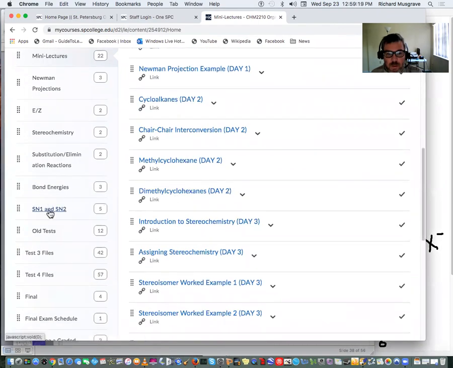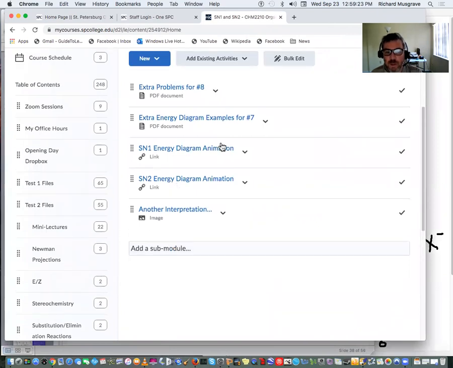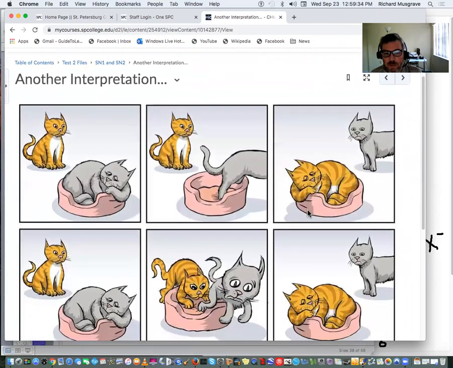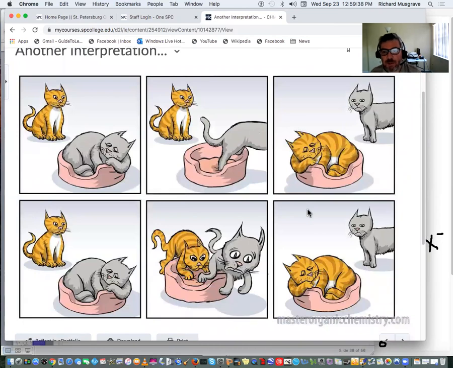All right, let's see. Let's go down. Actually, I think it's in the SN1 SN2 folder. There, this is it. This is where those links are. So I put them in the SN1 SN2 folder, but I wanted to show you this as well. I like this little diagram here. Yeah, some people are just nerds, aren't they?